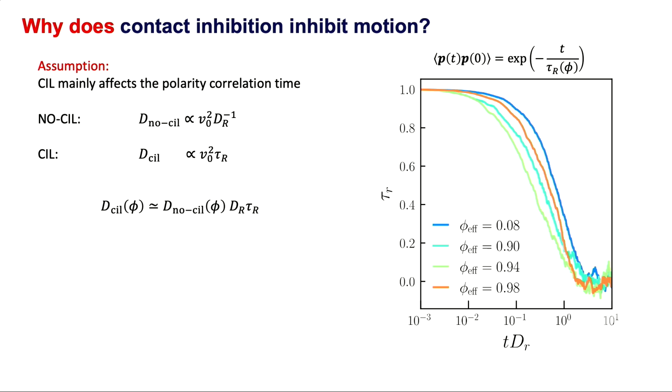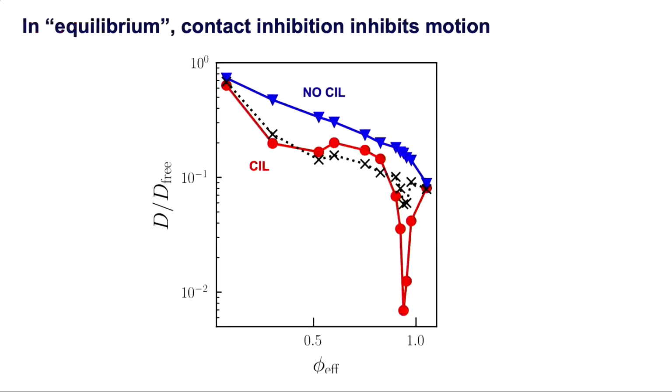then you can actually measure the typical decorrelation time for the polarity, and you can use this, and you say the diffusivity in the presence of contact inhibition is the one you have in the absence of contact inhibition, but with a changed rotational time scale. And when you do that, you get these points here, which capture the typical behavior. So the main effect of contact inhibition is a change in the polarization time scale.